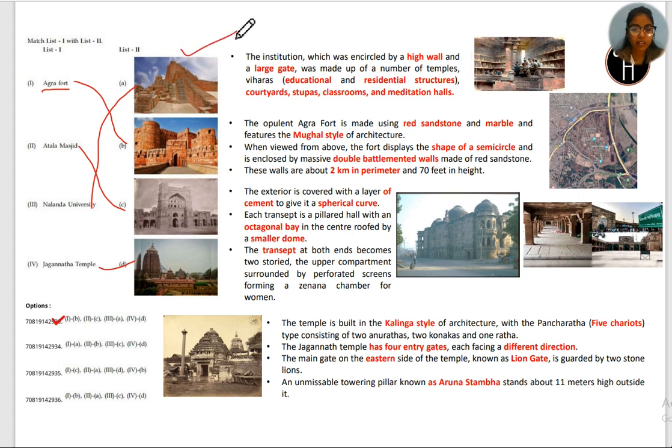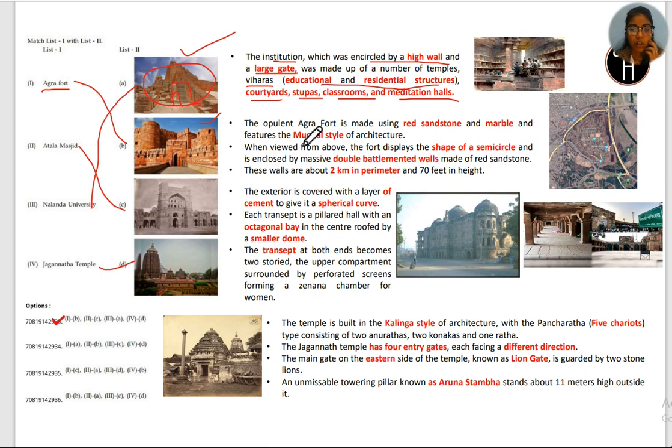First we will start with the Nalanda University. It was the institution which was encircled by high walls and large gates. It was made up of a number of temples or viharas, educational and residential structures. Fine. It also comprises the courtyard, stupas, classroom, and the meditation hall. So these are the names of some of the spaces present inside the Nalanda University. Talking about its architectural elements, it had a high wall with large gates and many temples and viharas.